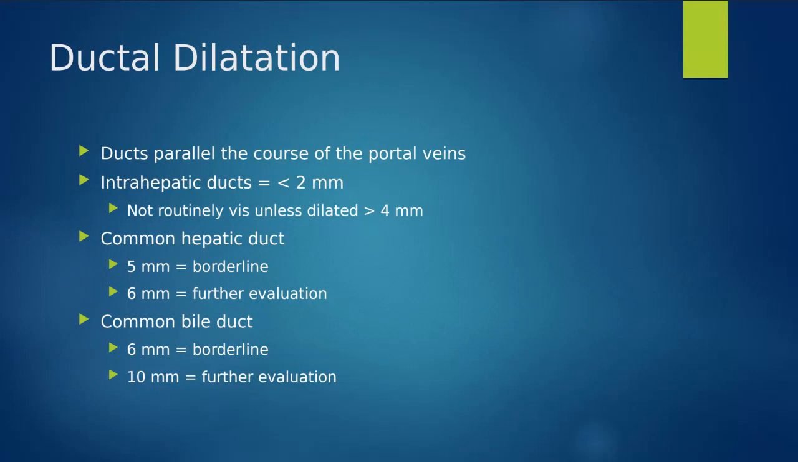The only time we're really going to see those small bile ducts is if there's something wrong and they are appearing dilated to the point where they are measuring 4 millimeters and greater. Now, the common hepatic duct of the liver, as we know, is going to join with our cystic duct to form our common bile duct. Our common hepatic duct, if it measures 6 millimeters, needs further investigation and evaluation. If our common bile duct measures 10 millimeters, that needs further evaluation.